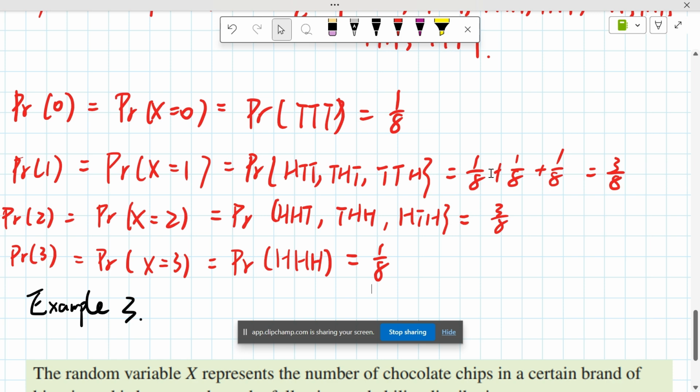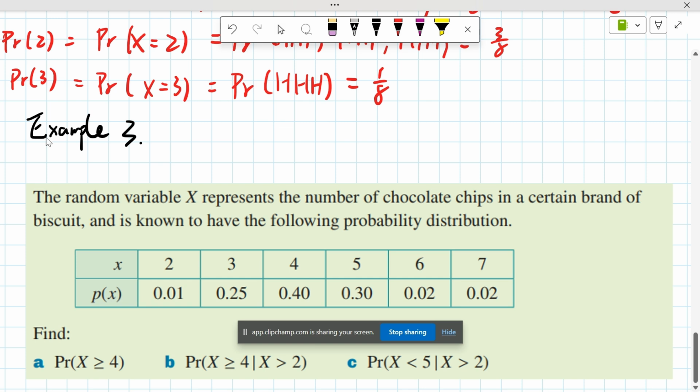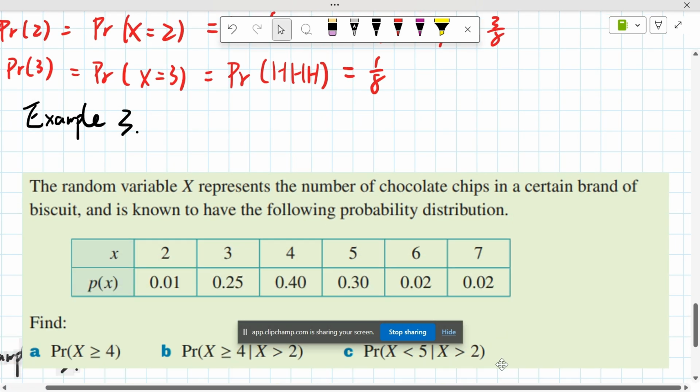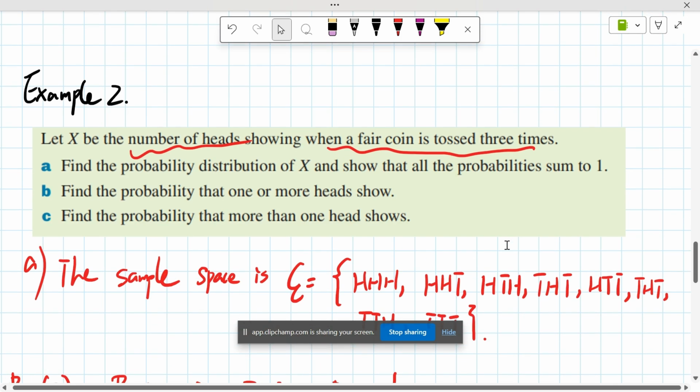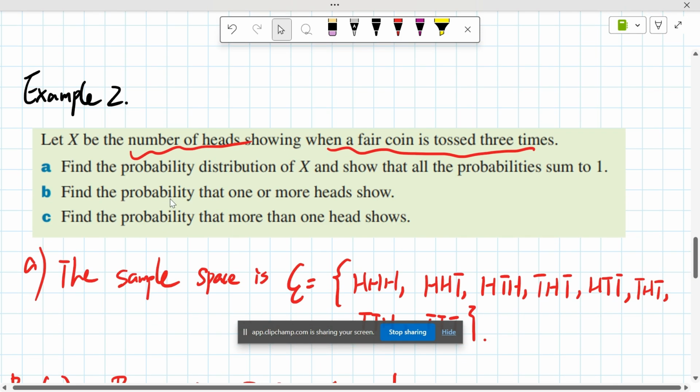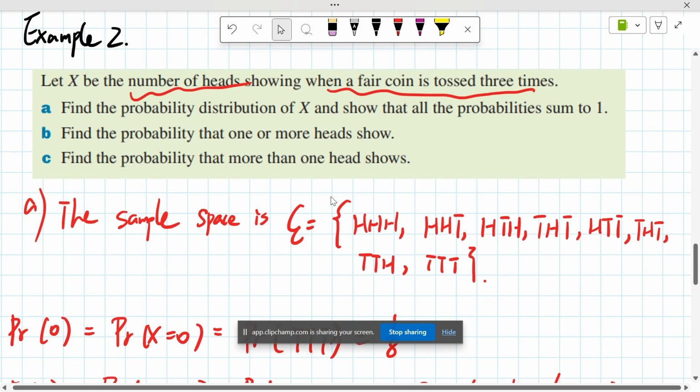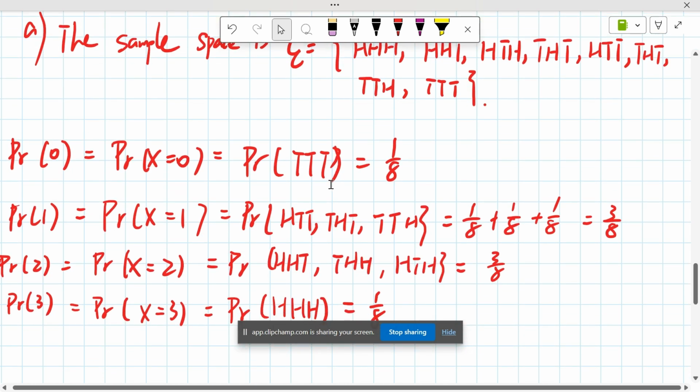So you could make another table, but now I'm just leaving that one for you guys to finish the tables if you want, but I don't like the table, so I'm just leaving that one. The probability of that one or more heads showing, yeah, clearly.